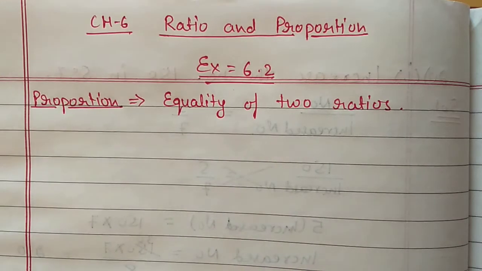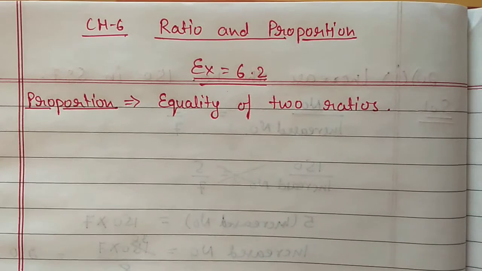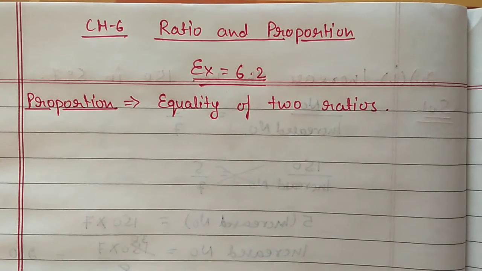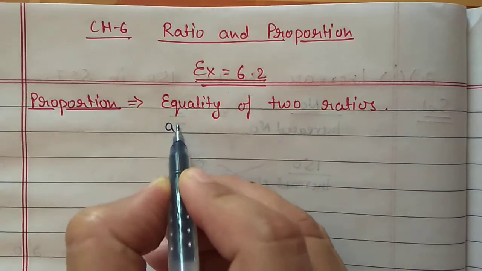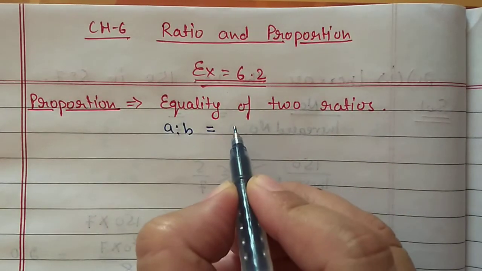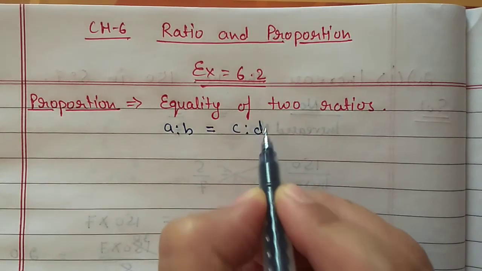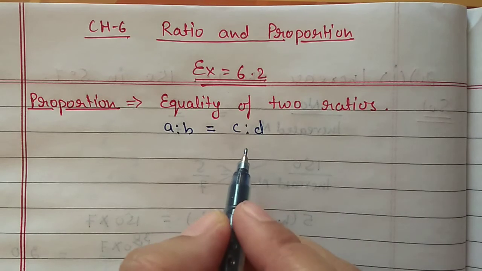Hello students, we are doing chapter number 6, ratio and proportion, and today we will do exercise 6.2. This exercise is based on proportion. Proportion means equality of two ratios. If you have two ratios, for example A ratio B, and this ratio is equal to another ratio C ratio D, then we will call these numbers are in proportion.